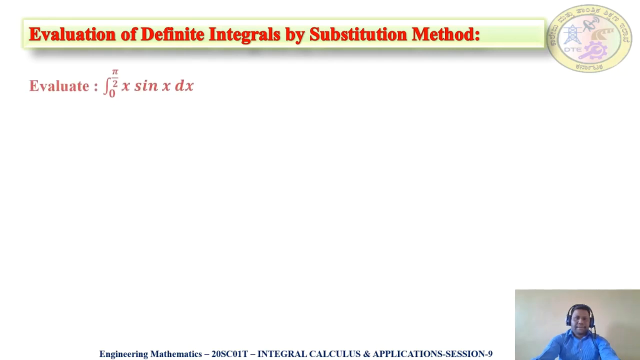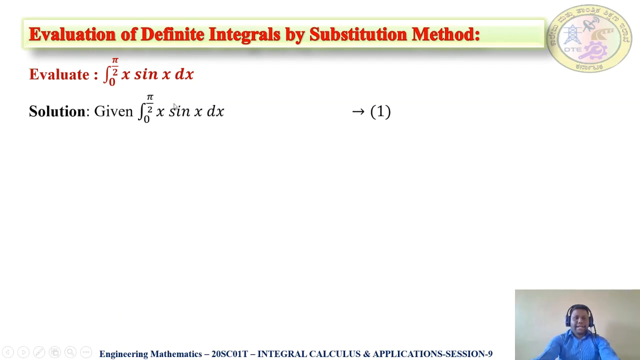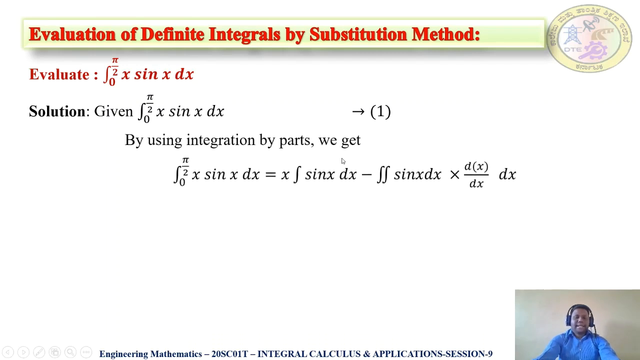Now the last problem in this one is integration from 0 to pi by 2 of x sin x dx. Again, this problem can be evaluated by the integration by parts method. According to the LIATE rule, algebraic terms come first, then sin x next. Therefore this is the first function and this is the second function. Then by using integration by parts, integration from 0 to pi by 2 of x sin x dx becomes first function into integration of second function minus integration of second function into differentiation of first function into dx.